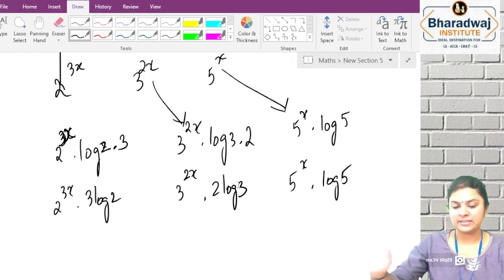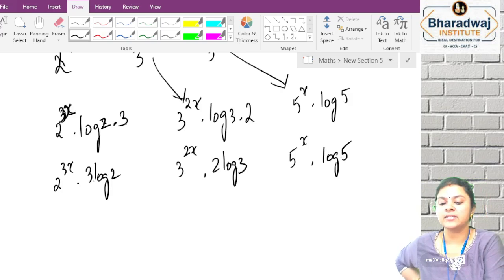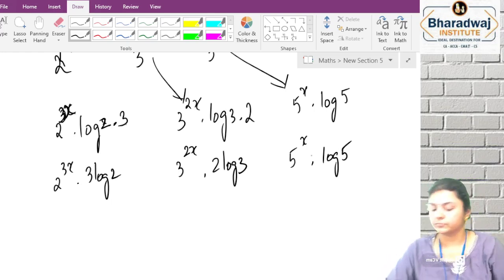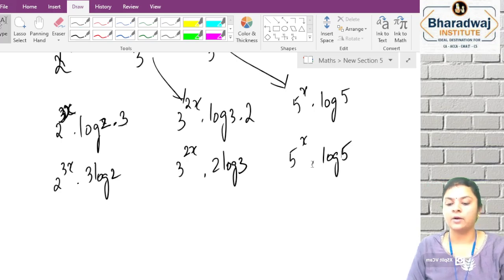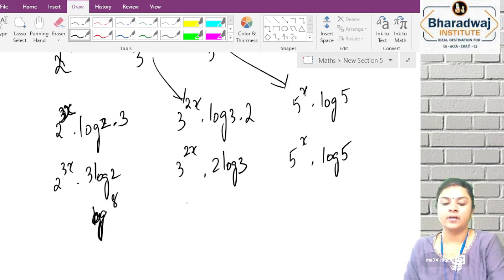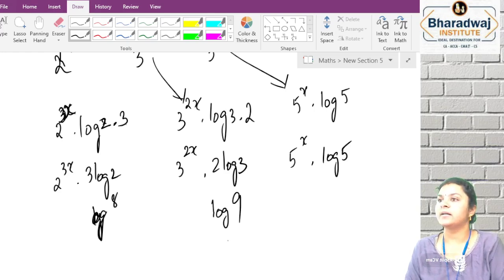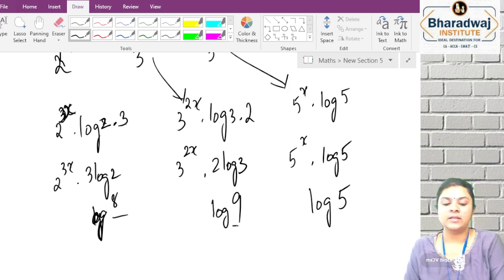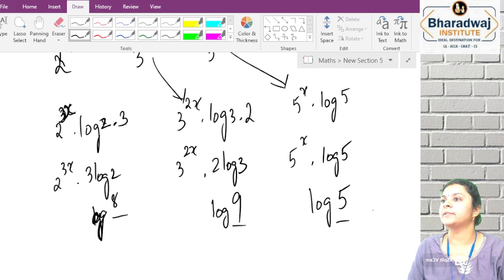Now simply what you can do is all the values are getting multiplied. Eventually they are all getting multiplied. Okay. Now this 3 log 2 can be written as log 2 cube, which is 8. 2 log 3 can be written as log 3 square, which is 9. This can be written as log 5. These three values are what finally get multiplied.